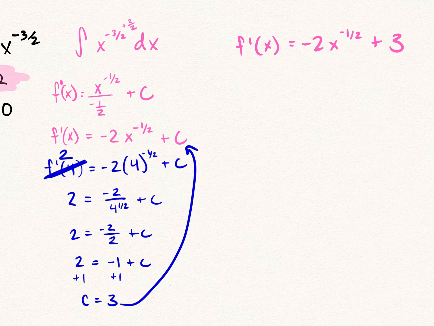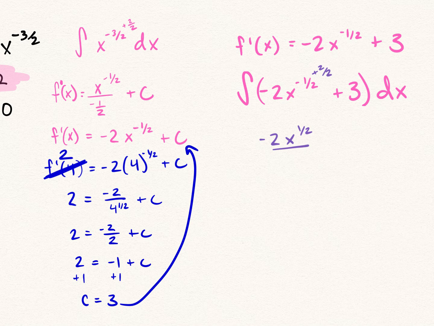Now we want to find our original function. We have to do that again. So we're going to take the antiderivative of this now. So the antiderivative of negative 2x to the power of negative 1/2 plus 3 dx. So when we take our antiderivative, we're going to add 1 to the exponent. So I can add 2 over 2. This would be negative 2x to the power of 1/2 now, and divide by the new exponent.